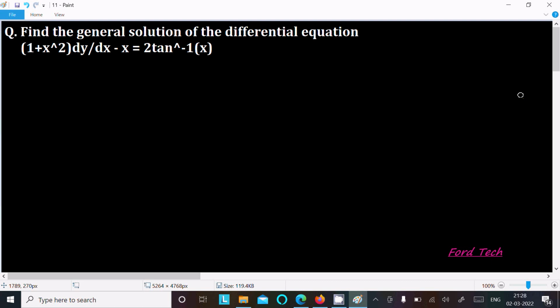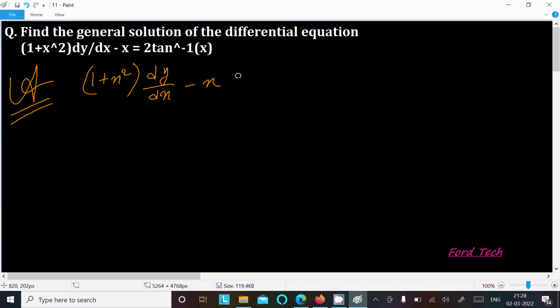I'm going to find the general solution of this differential equation. So let's see the answer. First, writing the given: (1 plus x squared) dy by dx minus x is equal to 2 tan inverse x.